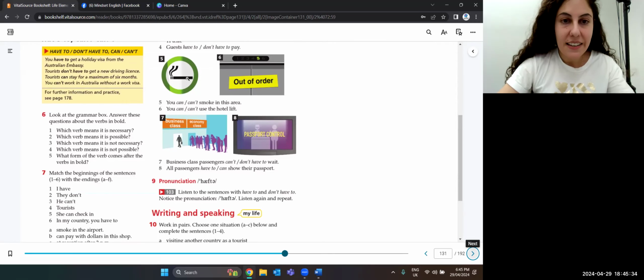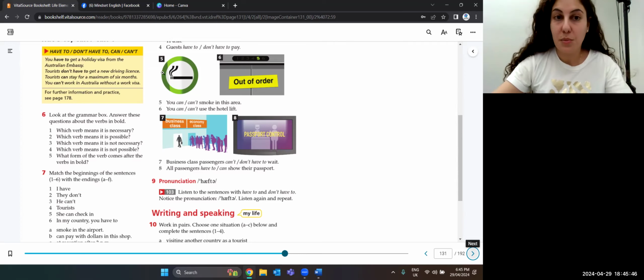This image here, it says you, looks like can. It's green. You can smoke in this area. You don't have to. It's not important. But if you want, you are allowed to smoke. You have the option if you want. So you can smoke. Number 6, out of order. It's a lift, so you can't. It's not possible because it's not working. So you can't use the hotel lift.